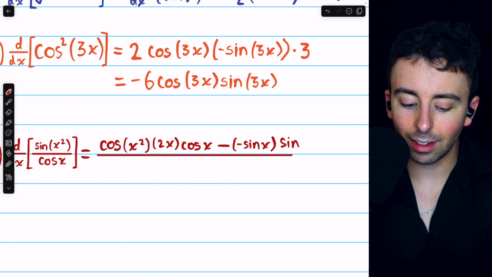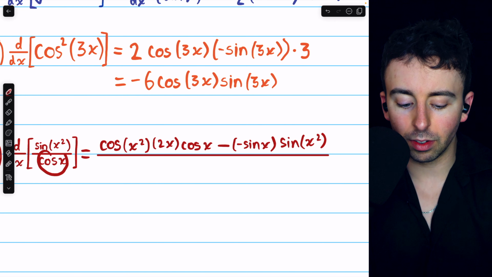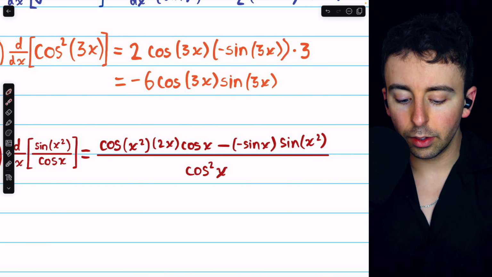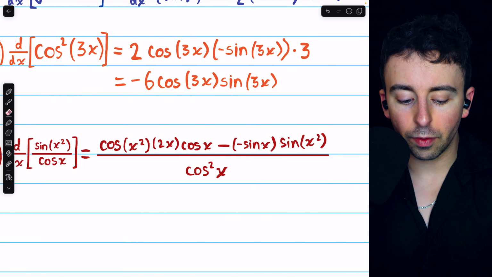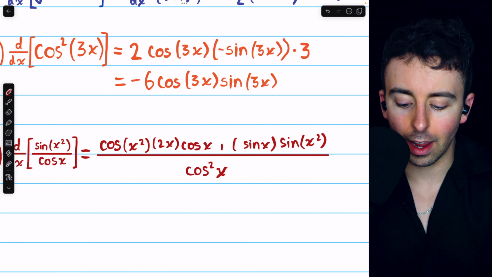Then all of this needs to get divided by the denominator squared. The denominator is cosine x, and so we must divide by cosine squared x. So that's our derivative. You could shuffle some of these terms around if you want. I'm just going to take these two negatives and let them cancel out, so this is a plus.